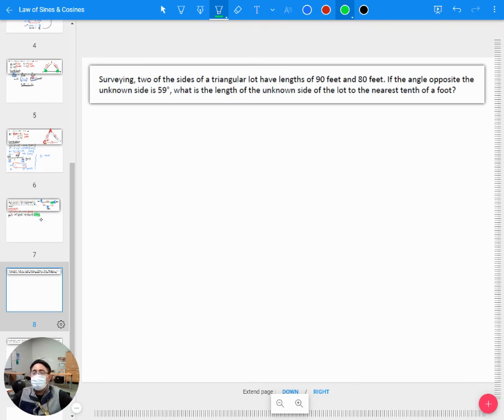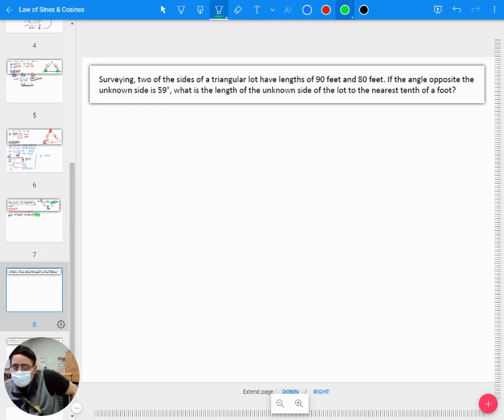Surveying: two of the sides of a triangular lot have lengths of 90 feet and 80 feet. If the angle opposite the unknown side is 59 degrees, what is the length of the unknown side of the lot to the nearest tenth of a foot?